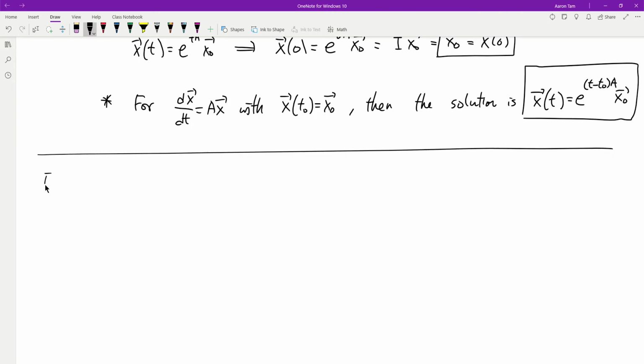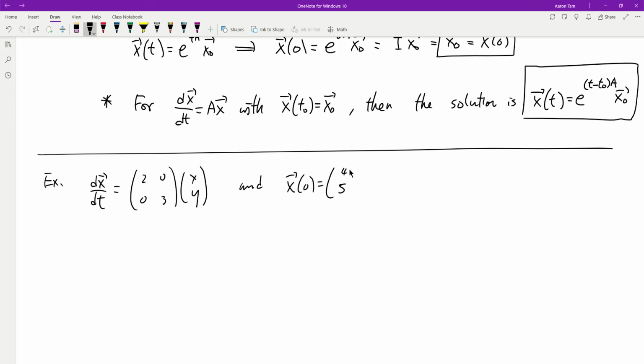So let's start with a very basic one. Here's our first example. Let's say we're given this. Let's try to use the matrix exponential to solve this initial value problem.